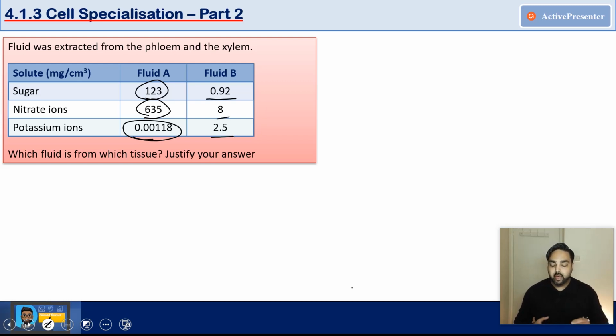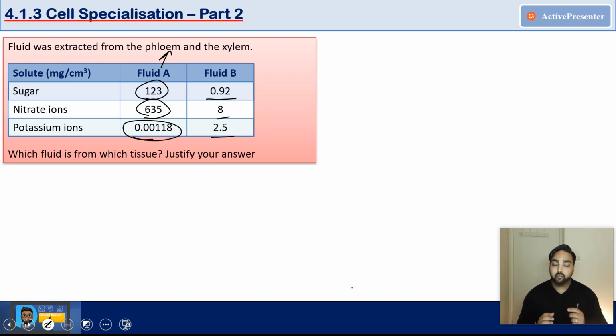Okay, now if I had to work out which one's which, I would say that fluid A is from the phloem, because it's got a much higher concentration of sugar, and we know that phloem tissue is used to transport organic nutrients, nutrients being the key thing. And fluid B contains a much higher concentration of potassium ions, which are absorbed from the root hair cells and transported up to the leaves because that's where they're needed.